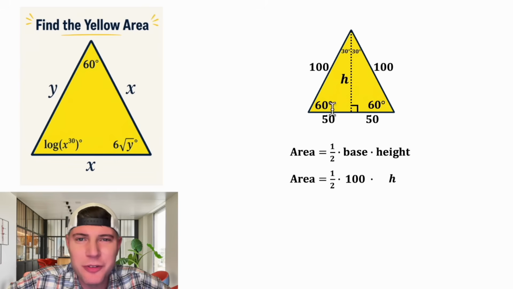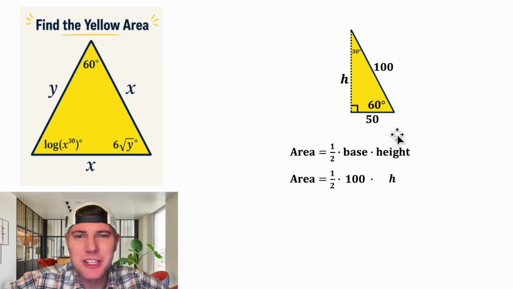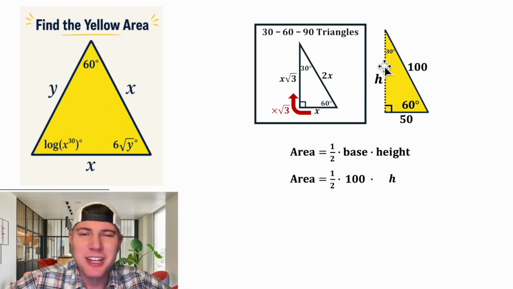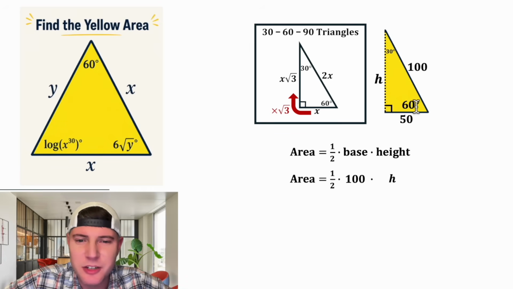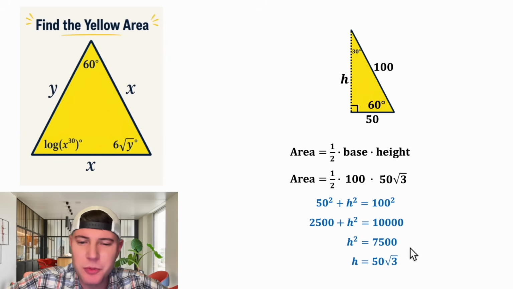And in order to solve for the h, let's focus on this half of the triangle. There are two convenient ways we can do this. We can use these notes for 30, 60, 90 triangles, and realize that the side opposite of the 60 degrees is always square root of 3 times the shortest side. So this height is going to be equal to 50 root 3. And if you didn't know these notes for 30, 60, 90 triangles, you can also do a Pythagorean theorem. It'll be 50 squared plus h squared is equal to 100 squared. After you do all of this work, you also end up with h is equal to 50 root 3.